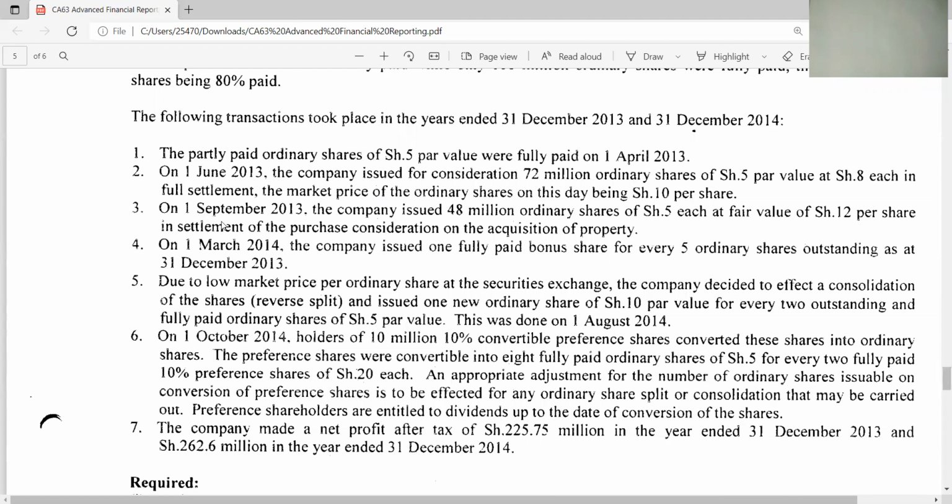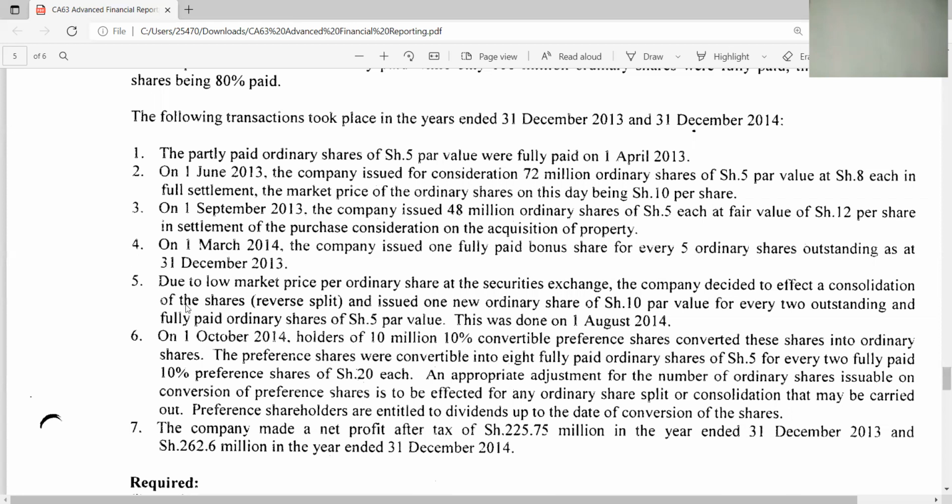Number 3, on 1st September 2013, the company issued 48 million ordinary shares of shillings 5 each at fair value of shillings 12 per share, in settlement of the purchase consideration on the acquisition of property. Number 4, on 1st March 2014, the company issued one fully paid bonus share for every 5 ordinary shares outstanding as at 31st December 2013.